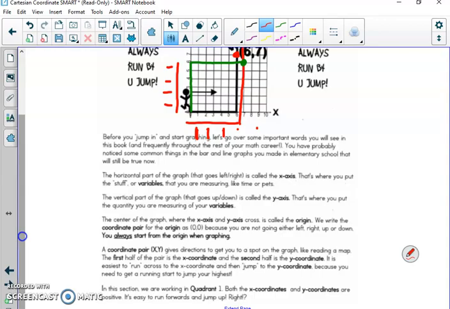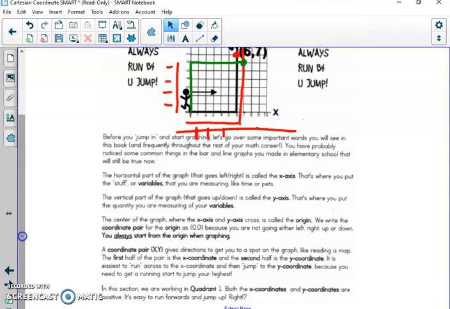Now, when we're looking at these Cartesian coordinates, we're basically taking a math equation and making a picture out of it, basically, is what a graph is. Now, the coordinate pair, which is (x, y), gives directions so that you can spot it on a graph. Kind of like reading a map or, like I said, creating a picture. The first half of the pair is always the x coordinate. Again, that's the one going this way. And then the second part is always the y coordinate.